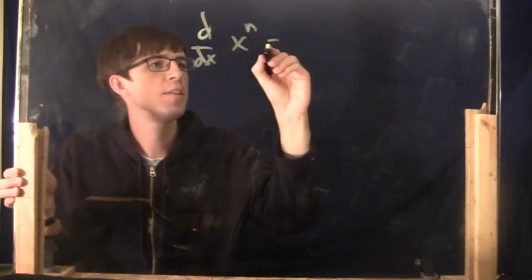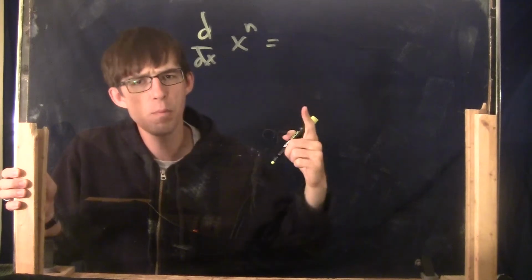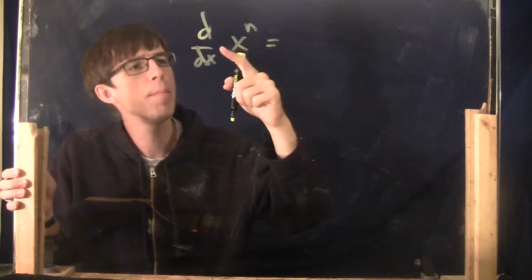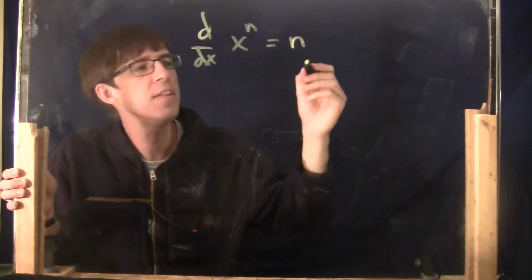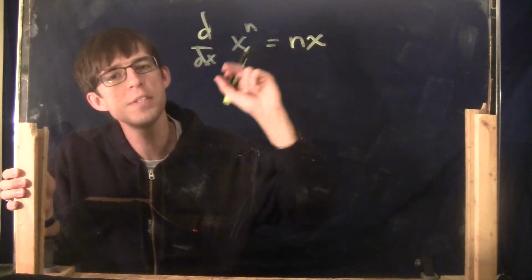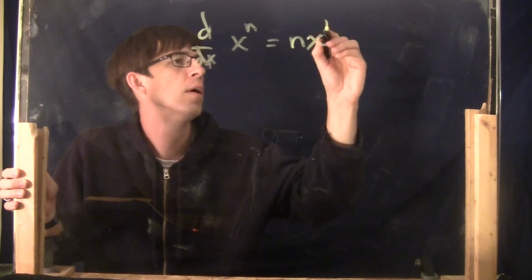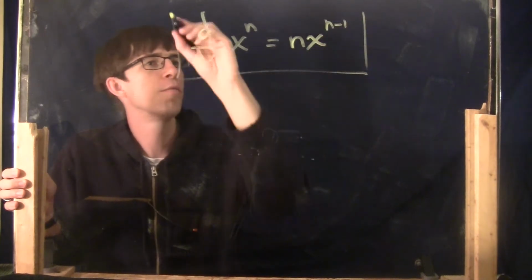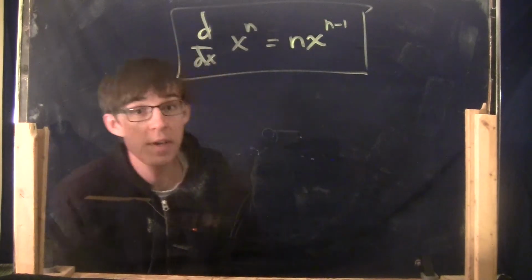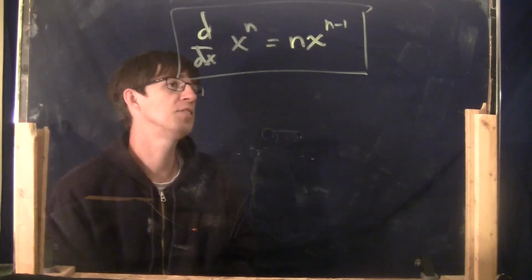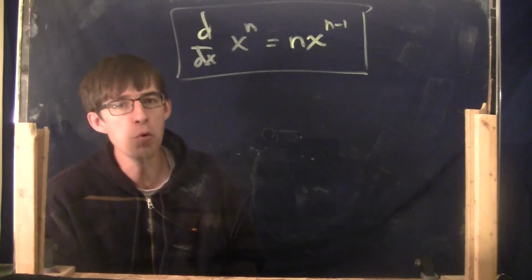Derivative of x to the power n is what I said. What happens is the power becomes a new coefficient. So you're going to see n in the front, and then x, and then what is the new exponent? The exponent gets decreased by 1. So this is the formula for the derivative of a power of x. This is called the power rule.